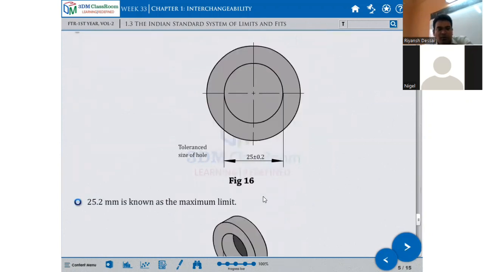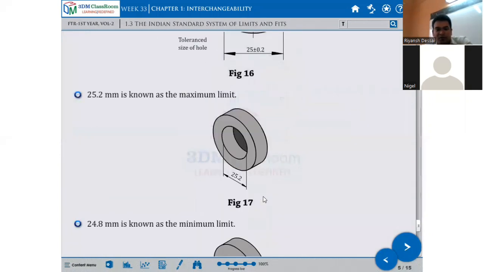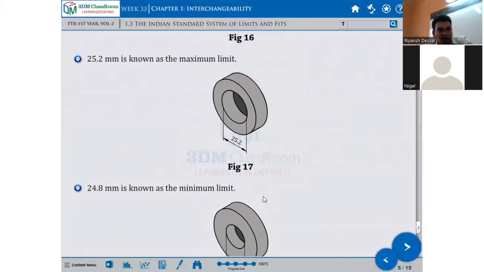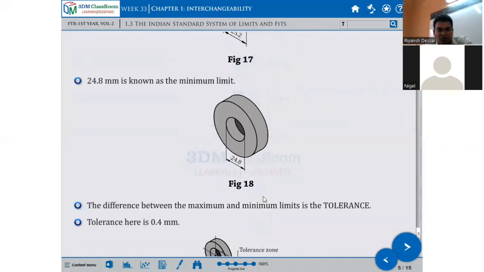Now 25.2 mm is known as the maximum limit and 24.8 mm is known as the minimum limit. Now the difference between the maximum and minimum limit is the tolerance. The definition is: the difference between maximum and minimum limit is tolerance. So in the same way, the tolerance here is 0.4 millimeter. Agree?